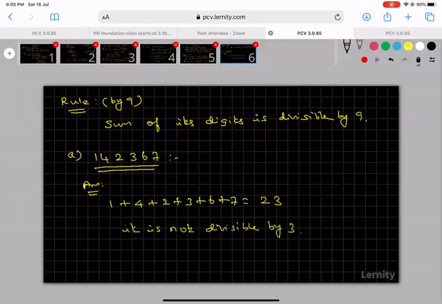Okay, so there are two parts. First, we have to check whether it is divisible by 3. If it is, then we move to the second, not divisible by 9. Here the first condition is a failure. It is not divisible by 3, so we need not move to the second step. Okay, sir. Right. Do you have any doubt in this slide?